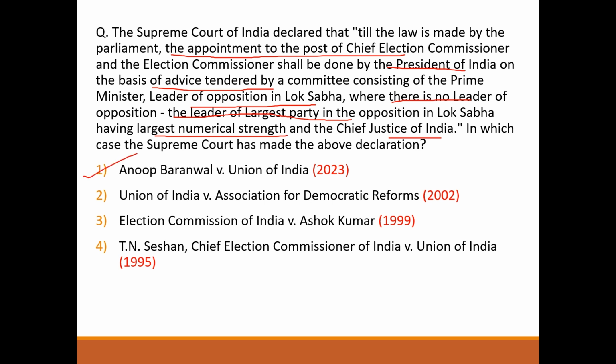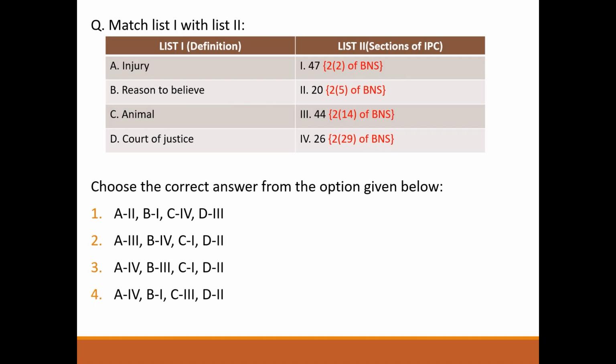Next question, match the following. List 1 definitions and list 2 sections of IPC and BNS Act. Injury, Section 44 IPC and Section 2(14) of BNS Act. Reason to believe, Section 26 of IPC and Section 2(29) of BNS Act. Animal, Section 47 IPC and Section 2(2) of BNS Act. Court of Justice, Section 20 of IPC and Section 2(5) of BNS Act. So the answer will be option number 2.